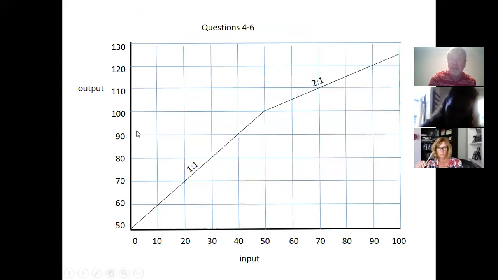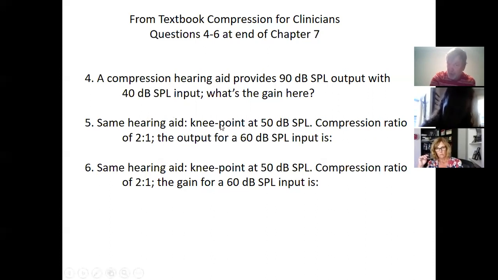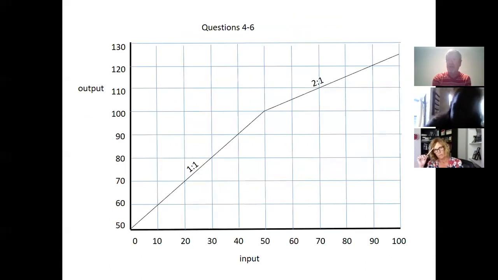Then the next question said, okay, same hearing aid, make the knee point at 50. Compression ratio is 2 to 1. Output for a 60 dB SPL input is? Again, focus. If 40 in was 90 out, then that means 50 dB of gain. So 0 in would be 50 out. 10 in would be 60 out. 20 in would be 70 out. 30 in would be 80 out. 40 in would be 90 out. 50 in would be 100 out.